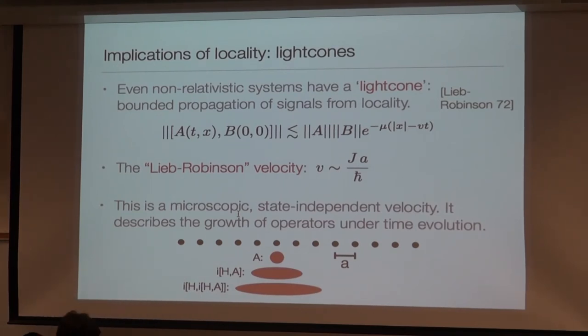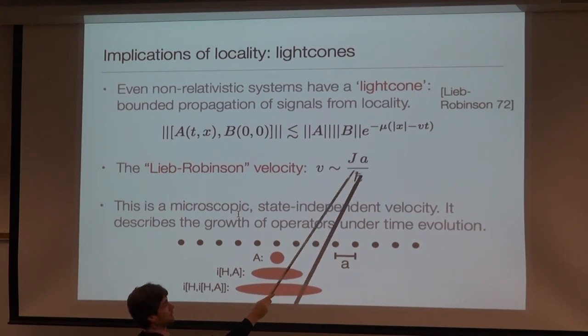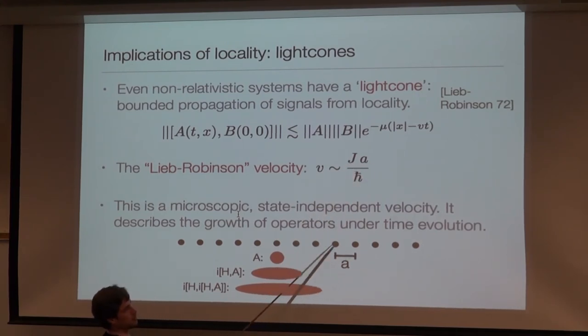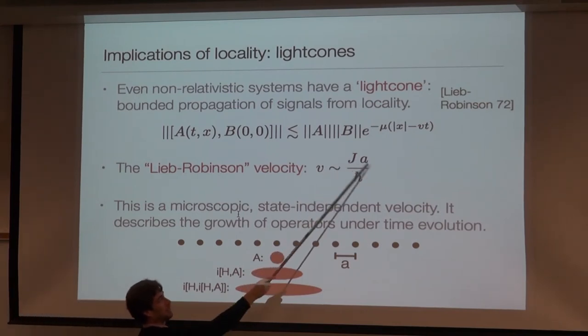So this is time and this is space. There's a light cone here such that correlations are exponentially small outside the light cone, and the velocity of this light cone is the Lieb-Robinson velocity, and it's given by this, where a, for a lattice system, would be the spacing of the lattice, and J is the magnitude of a term in the Hamiltonian. So for example, if I've got a spin system, J is one of the couplings over h bar. This is the thing that has units of velocity.